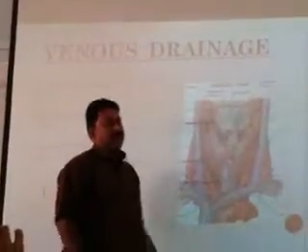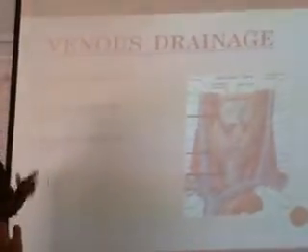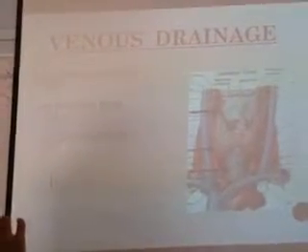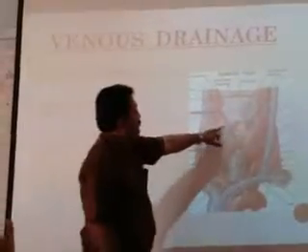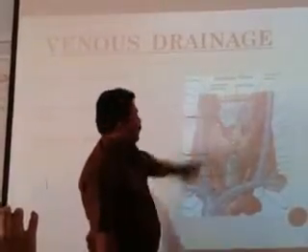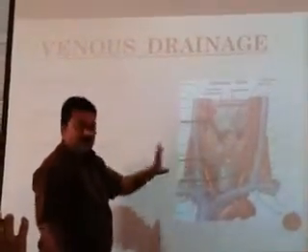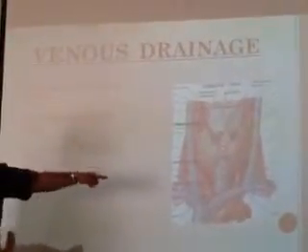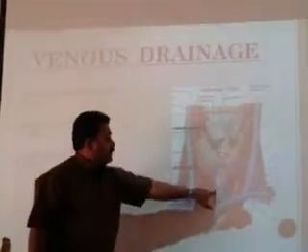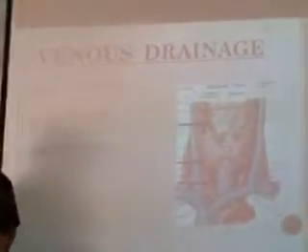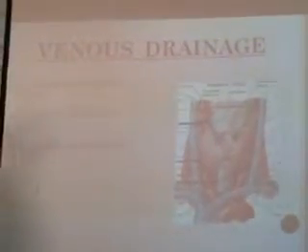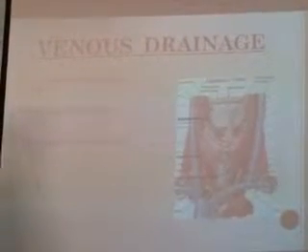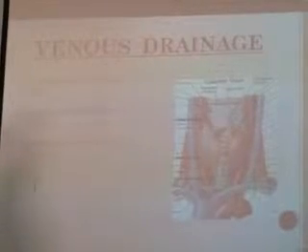Yes. Superior thyroid vein drains into the internal jugular vein. And the middle, same thing, drains into the internal jugular vein. And the inferior thyroid drains into the brachiocephalic. This is about the venous drainage of the thyroid gland.